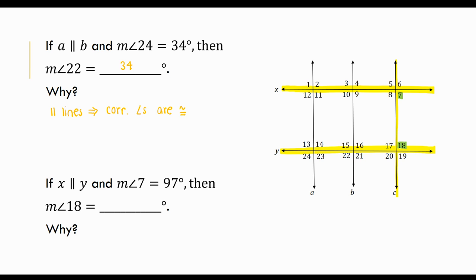So if I look at my angles, I see that 7 and 18 are both to the right of that transversal, so they're on the same side. Both of those angles are inside of my parallel lines. So when we're dealing with same side interior angles, we're talking about supplementary angles. Since I was given a 97-degree angle, I'm going to subtract that from 180 because that's what it means to be supplementary. And so we have an 83-degree angle.